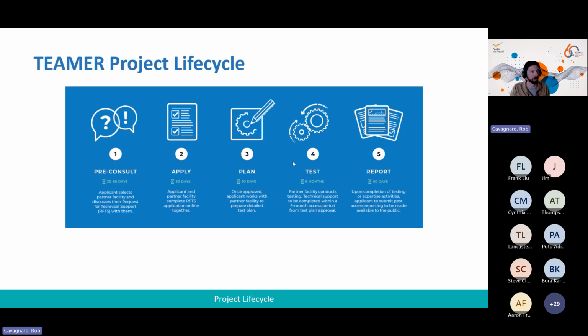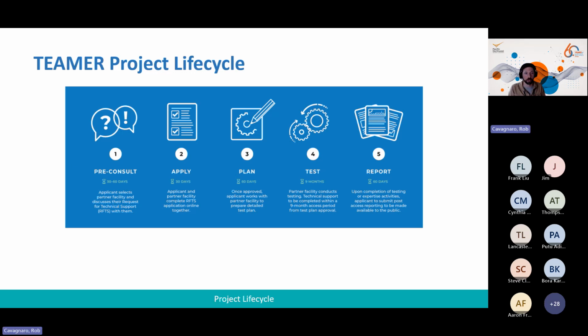Yeah, so those are two separate things. The application is one of the first steps. The way that the TEAMER program works is you find a facility, you work with a facility to decide if they're a good fit for the type of work that you're looking for, and then together you write an application. That application is then submitted to POET, the program administrator, and 3 times a year, we review applications as a technical board, and we make decisions about which projects will move on to the test plan generation phase.